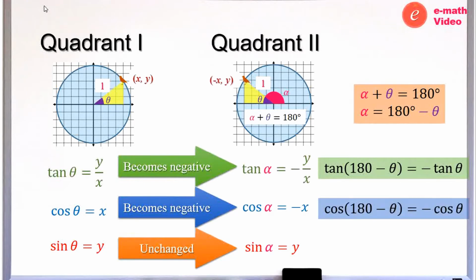Cosine 180 minus theta equals negative cosine theta, and sine 180 minus theta equals sine theta. Remember this small conclusion we made in quadrant 2. We will need this later.